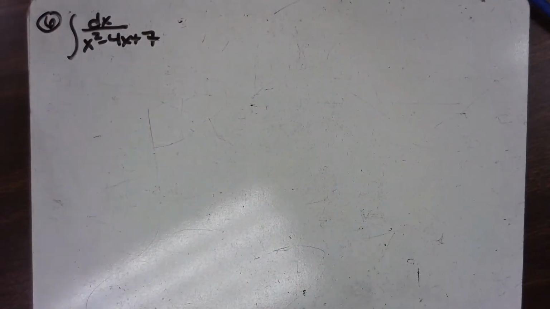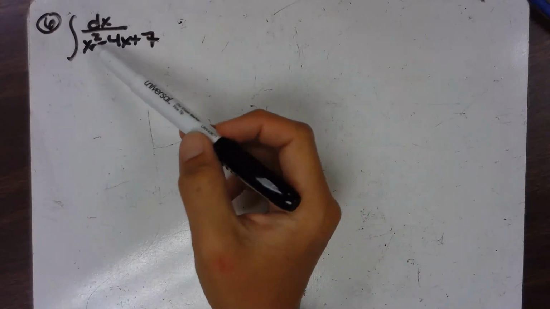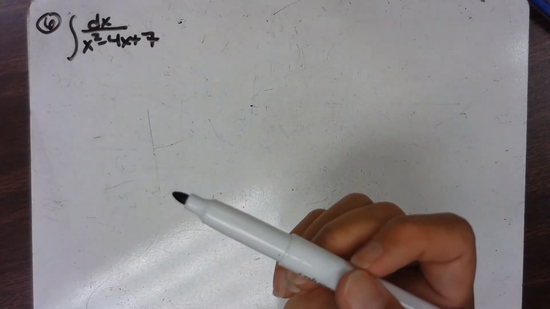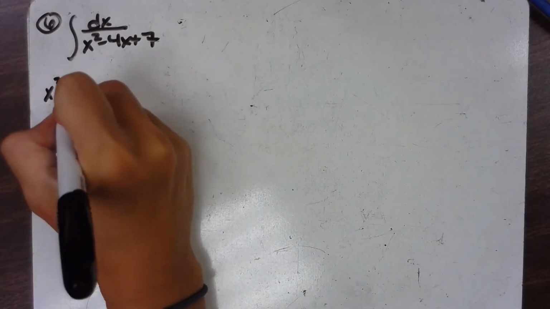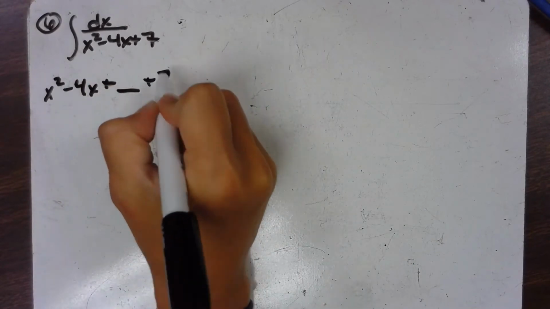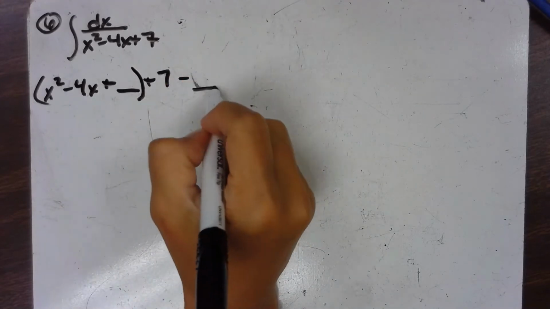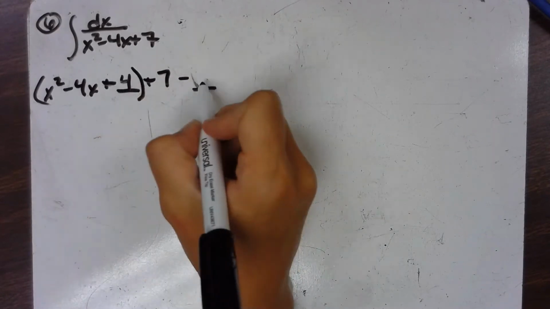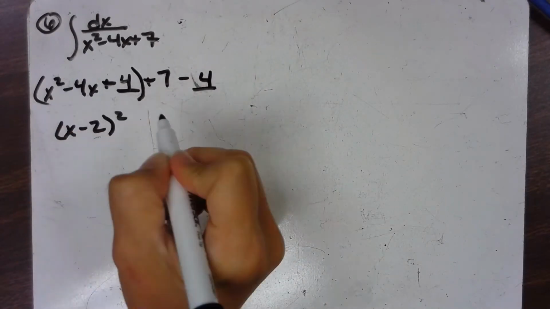All right. Moving right along, let's look at number 6. Sometimes we do have to do tricks. I can't make this u because I need a 2x minus 4 up top, and I don't have it. But one thing we can do is complete the square. So x squared minus 4x plus something, and I have the plus 7, and whatever I add here, I need to subtract. Remember completing the square, take half of that, that's negative 2. Negative 2 squared is 4. So if I add 4 here, I need to subtract it. So this is going to be, when I factor it, x minus 2 squared plus 3.